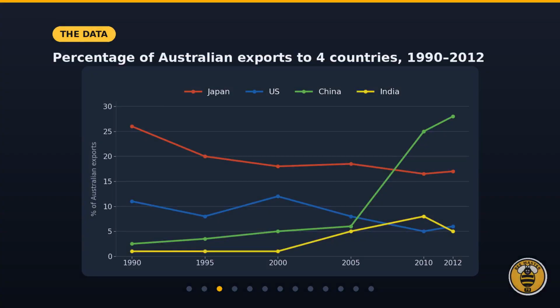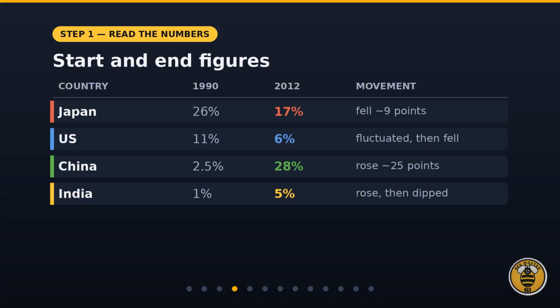This is the graph. 4 lines, 6 time points, and values running from 0 to 30%. Before you write a single word, spend 20 seconds reading it. Where does each line start? Where does it finish? And do any lines cross? Let us pull the numbers out.